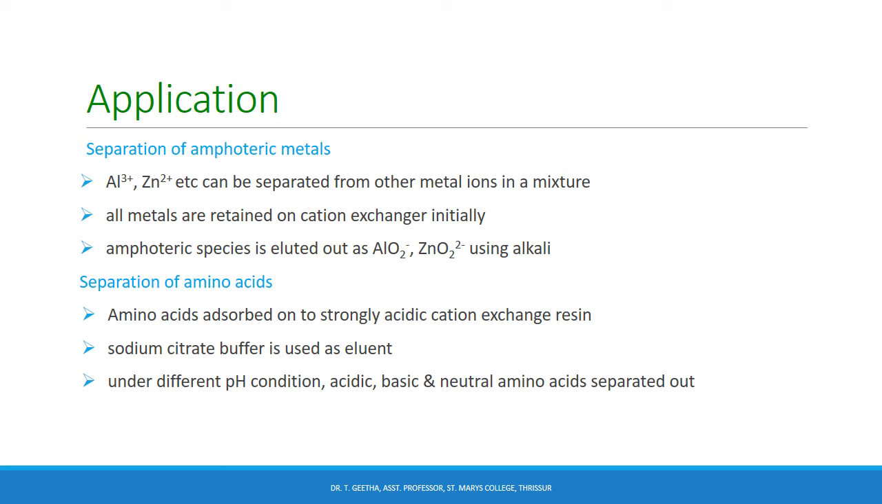Ion exchange chromatography is also used in separation of amino acids. They are passed through a cation exchange resin and later eluted out with sodium citrate buffer. Acidic, basic, and neutral amino acids are separated out under varying pH.